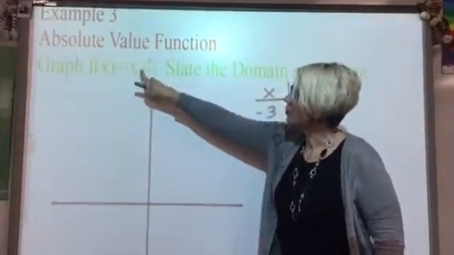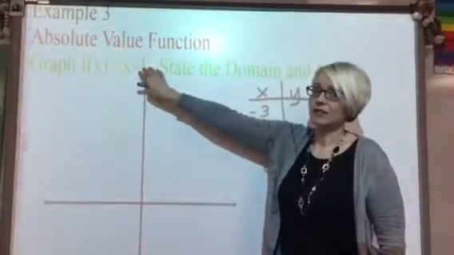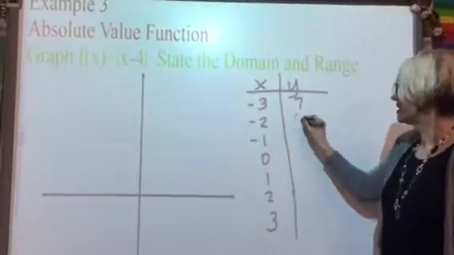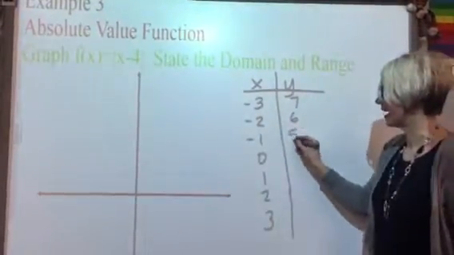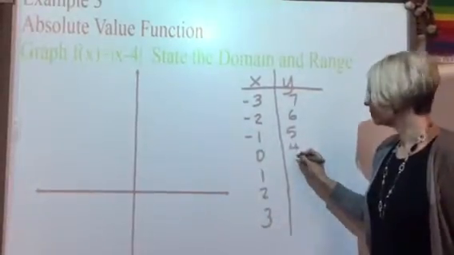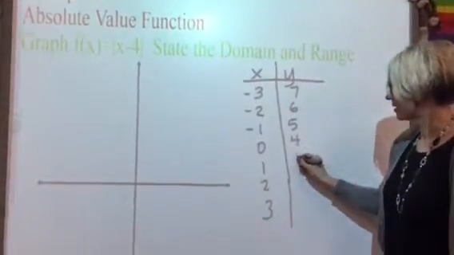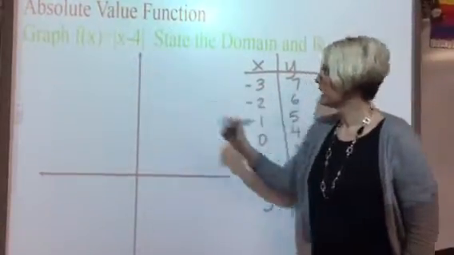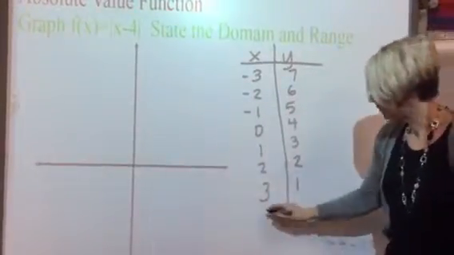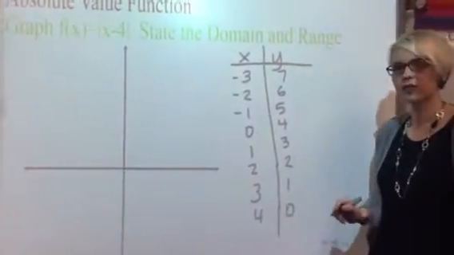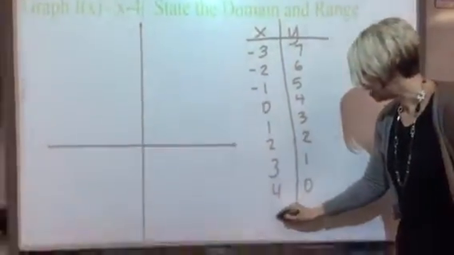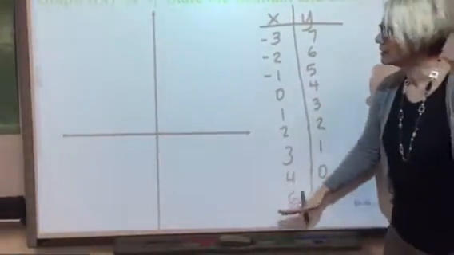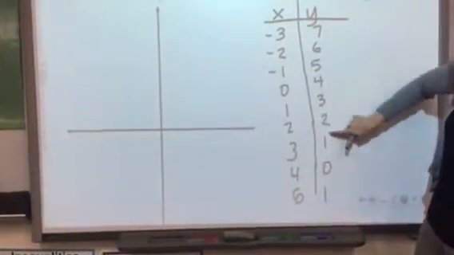So -3 minus 4 is -7. Well, how far is -7 from 0? That's +7 spots. -2 would be +6. -1 would be +5. 0 would be +4. 1 would be +3. 2 would be +2. 3 would be +1. Now at 4, it's going to be exactly 0, because 4 minus 4 is 0. At 5, it's 5 minus 4, which is 1. And as you're going to see, at 6 it would be 2, and so far it would be all those same values.